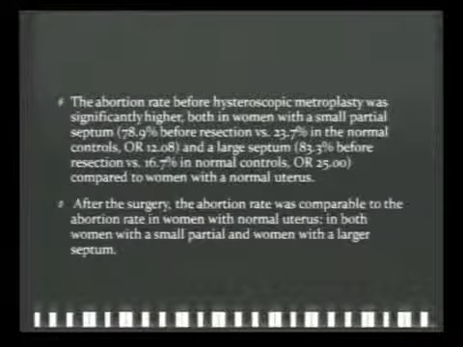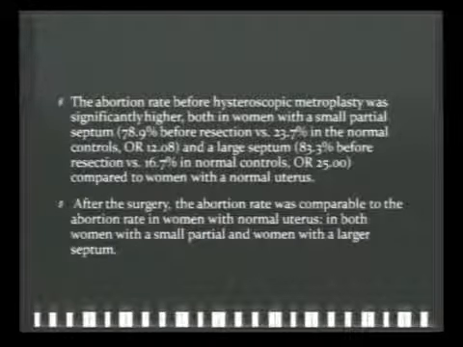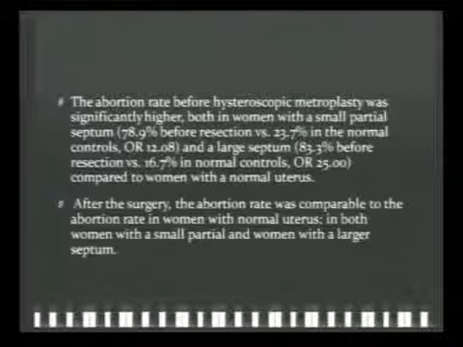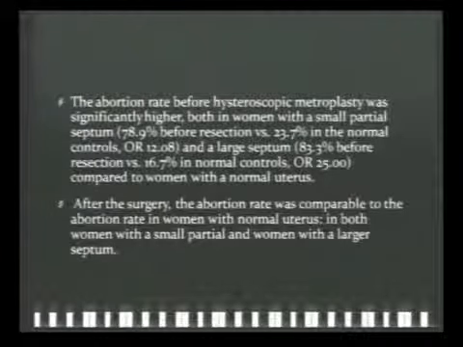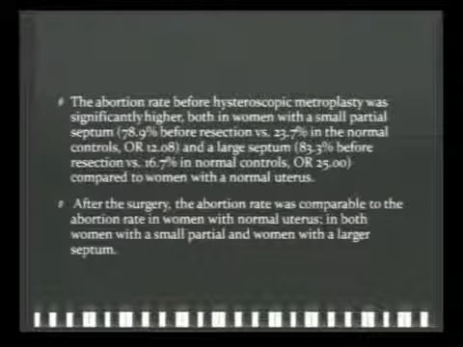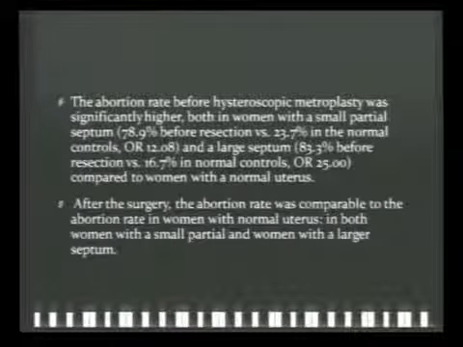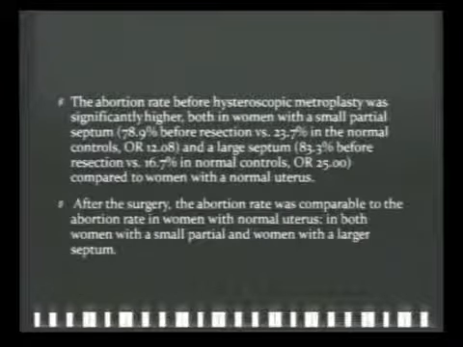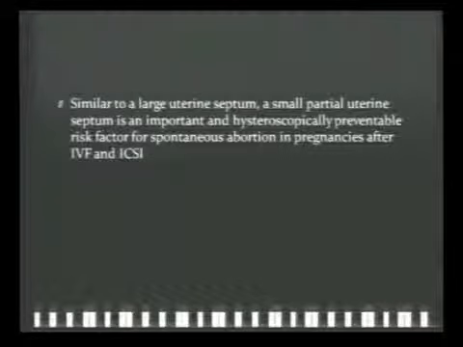The abortion rate before hysteroscopic metroplasty was significantly higher, both in women with small partial septum or arcuate uterus before resection, compared with 24% in the normal controls. After the surgery, the abortion rate was comparable to the abortion rate in women with a normal uterus, in both women with small partial and women with larger uterine septum. Similar to a large uterine septum, a small partial uterine septum is an important and hysteroscopically preventable risk factor for spontaneous abortions in pregnancies after IVF or ICSI. This brings the question of the importance of surgery in the arcuate uterus.